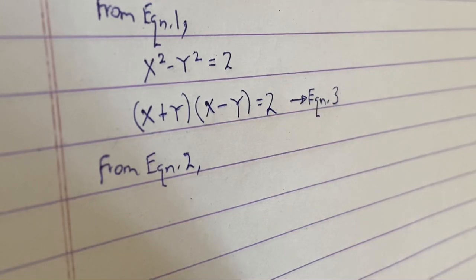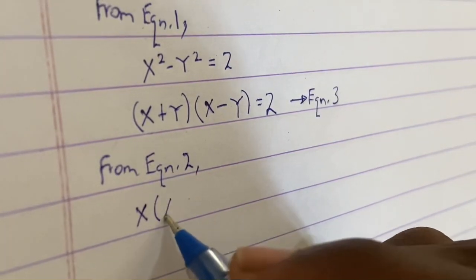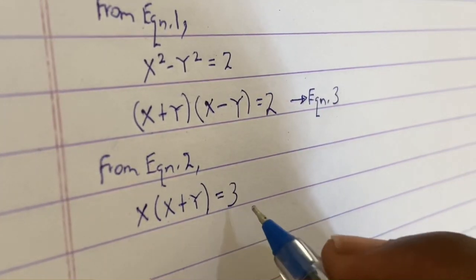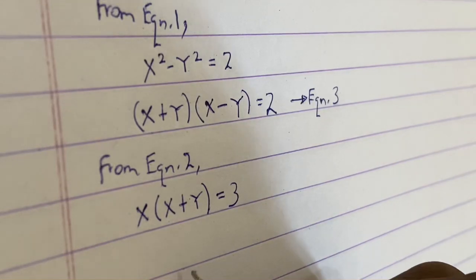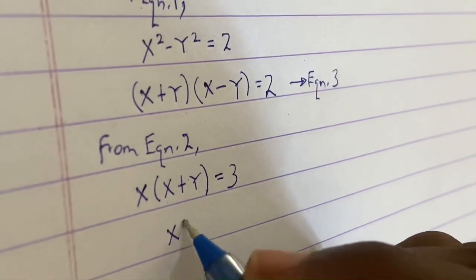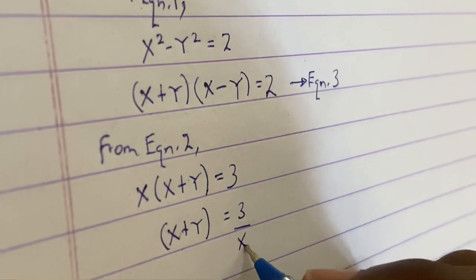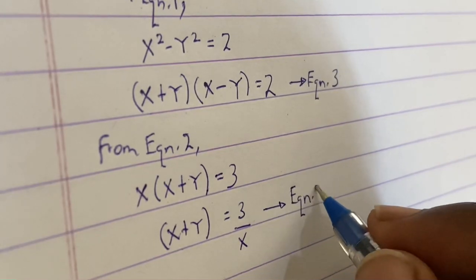Then from equation 2, we have x squared plus xy is equal to 3, and x is a common factor, so we can factor out x such that we have x into x plus y is equal to 3. Then we can make x plus y the subject, so we shall have x plus y is equal to 3 over x. This is equation 4.